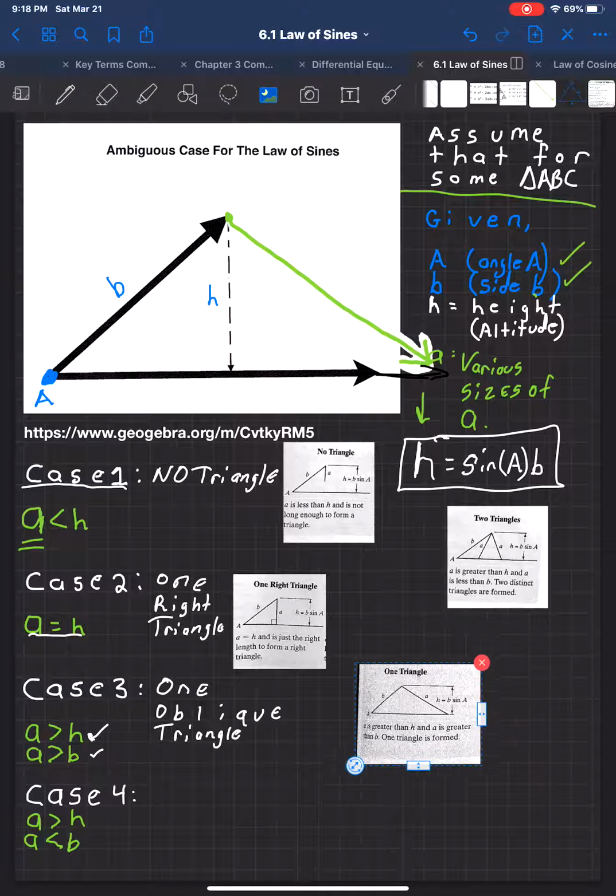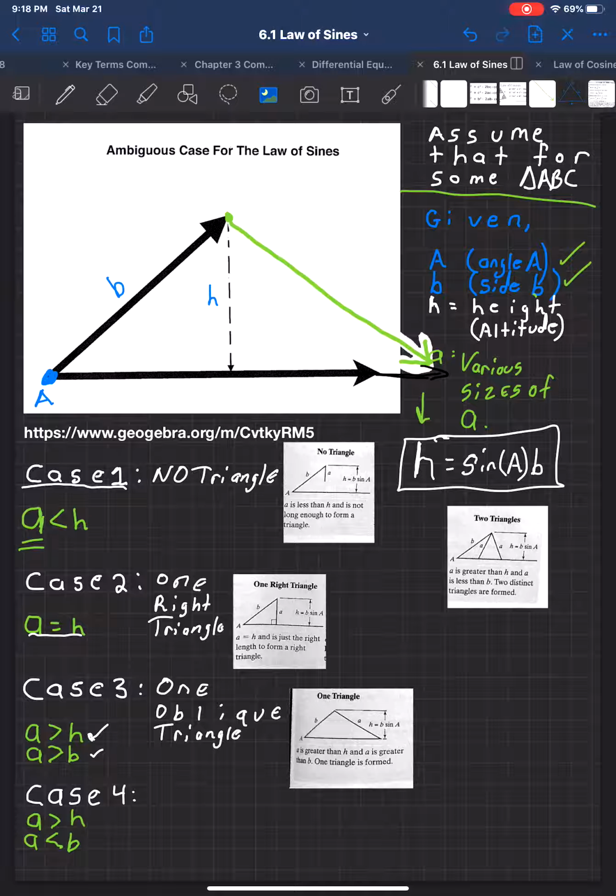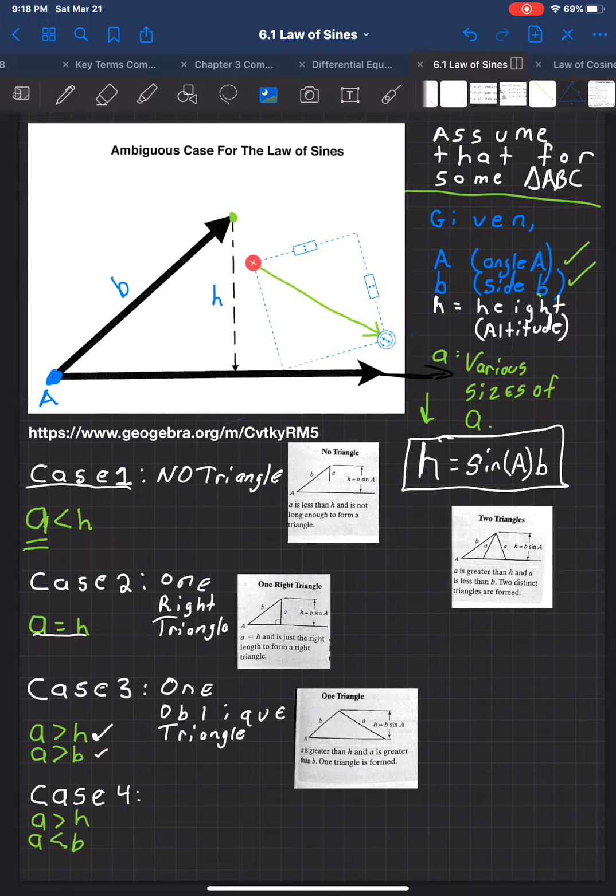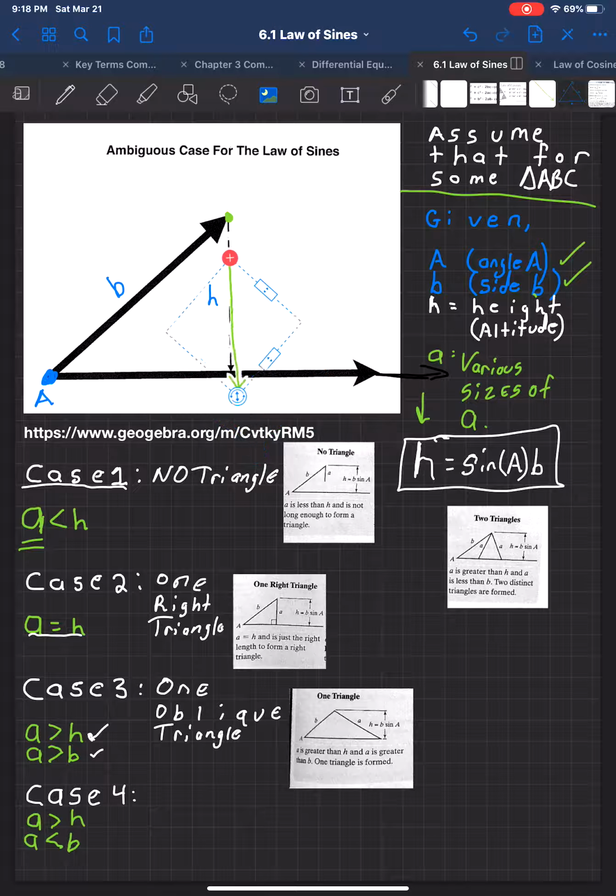So, now what is the hardest question I could possibly throw at you? Well, it is indeed the scenario where case 4, the length of side A is larger than H, so there definitely is a triangle, but it's less than B. So ready? I need to see if I can make this work. So it's got to be larger than H, less than B. I hope that'll work. All right, are you ready? Here we go. This might be an epic failure.